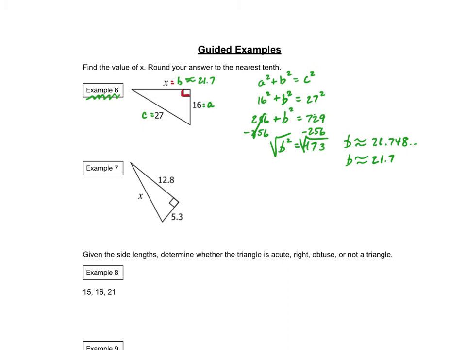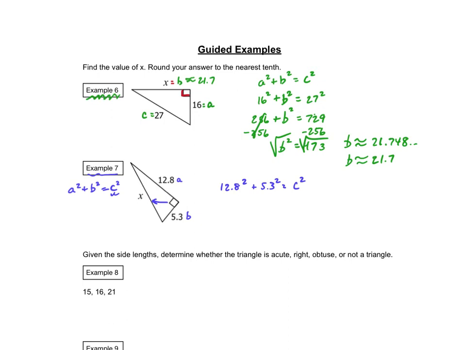We can use another example here. In the next example, we are going to use the Pythagorean theorem to find a side length, but it turns out that the side length we're looking for is going to be our hypotenuse, because it is the longest side and it is across from the right angle. So if I have an a and a b, I would have 12.8 squared plus 5.3 squared is going to be equal to c squared.